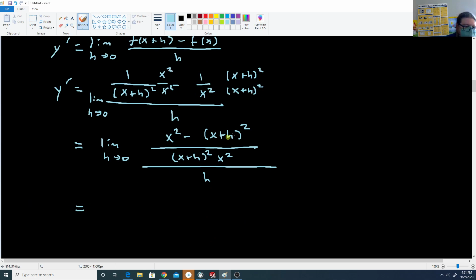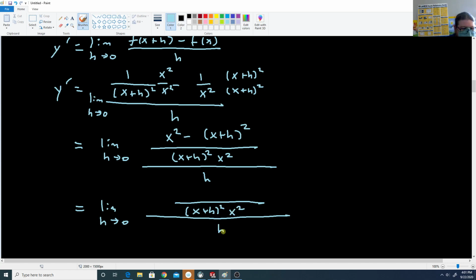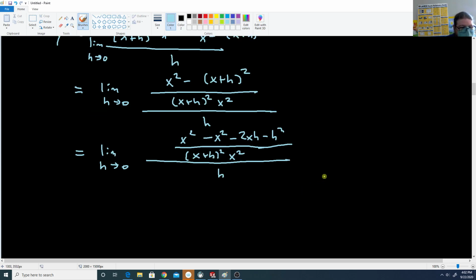Okay, so I'm going to FOIL out this top part here and then distribute the negative, and I'm going to save space by doing that in my head. This part here is still x plus h squared times x squared. I'm going to leave that as is. It's all over h, so we get an x squared. This will FOIL out as x squared plus 2xh plus h squared, but the negative will distribute, so it'll be minus x squared minus 2xh minus h squared. And let's see if anything nice happens.